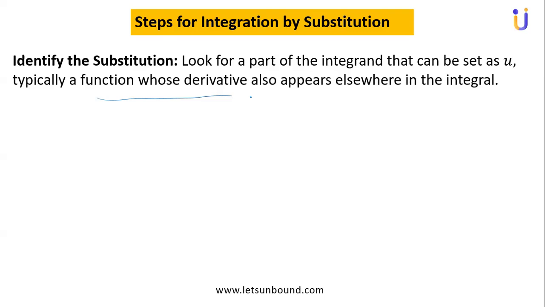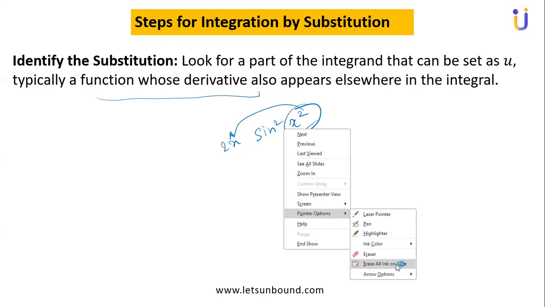Typically, a function whose derivative also appears in the integral. Okay, so for example, you have an x square and the sine of x square, like kind of a 2x. Then I will say, okay, x square's differentiation is also there in the integrand. So I will choose this as U. Right? That's the simple and important part.